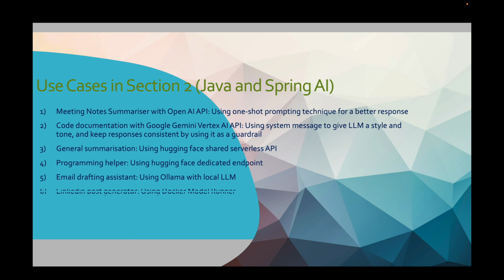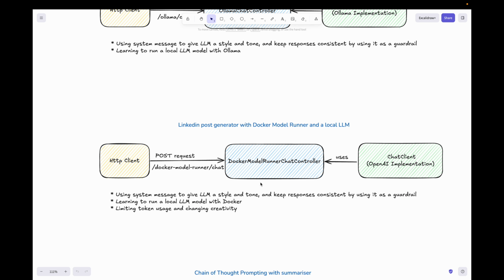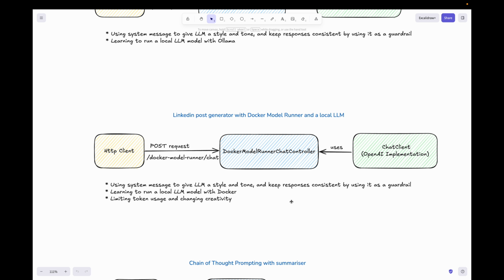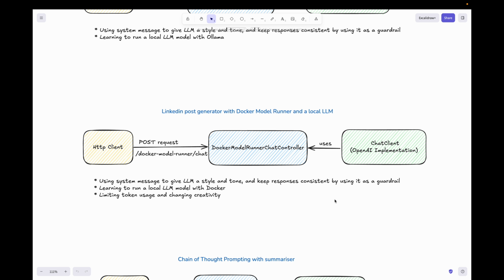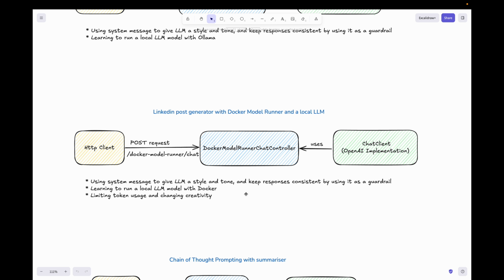Finally, in section 2, the last use case will be a LinkedIn post generator. This time you will use Docker Model Runner. Docker Model Runner can be used in place of Ollama to run local large language models. So you will use the OpenAI implementation again in this example, using a system message, and then learn how to run a local large language model with Docker. This time you will also see how to limit the token usage and change the creativity in this Docker Model Runner use case with the LinkedIn post generator.